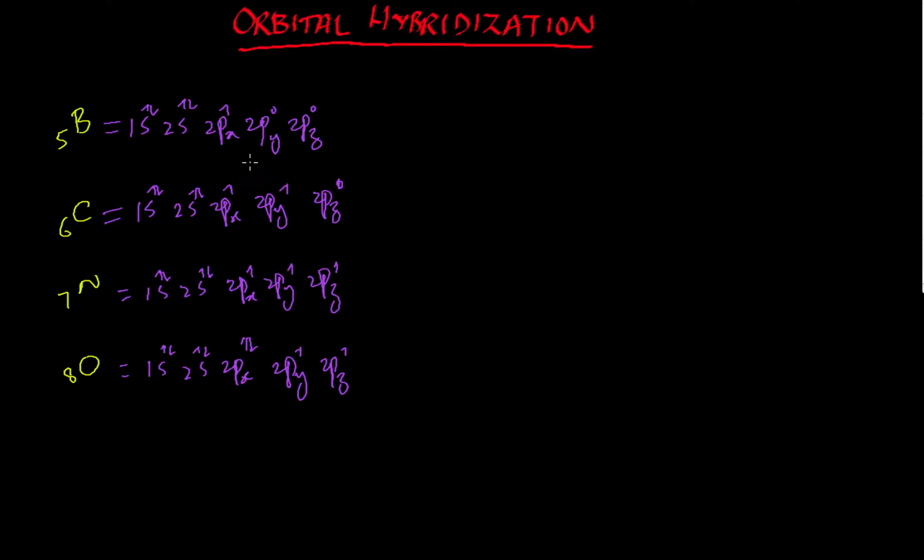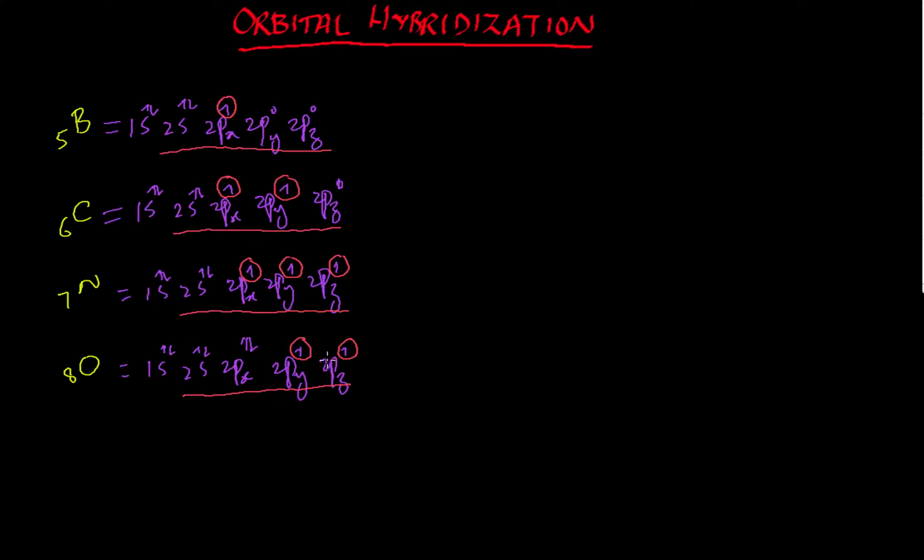So according to this electronic configuration, again for the ground states of these atoms, we have only one unpaired electron in the valence shell of boron. Here we will be just considering the valence shells. These are the valence shell electronic configurations. So only one electron in boron, 2 electrons in carbon, 3 electrons in nitrogen, 2 electrons in oxygen.